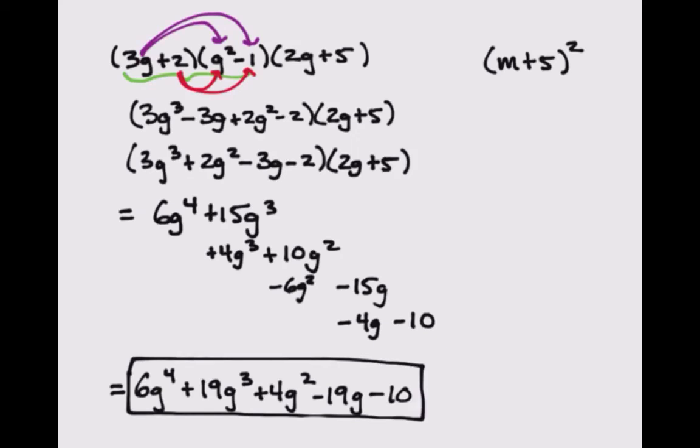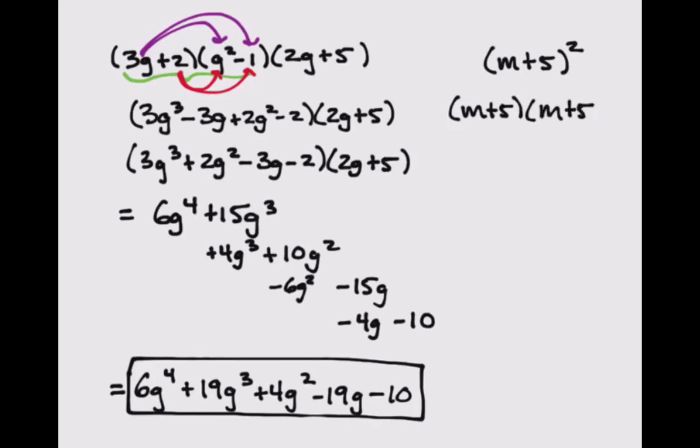Alright, last tricky thing to keep an eye on. M plus 5 quantity squared. It is so tempting to think that this is going to be m squared plus 25, but it is not. It is absolutely not equal to that, so don't make that error. What does it mean to raise something to the second power? It means multiply that thing by itself 2 times. So this is going to be m plus 5 times m plus 5.